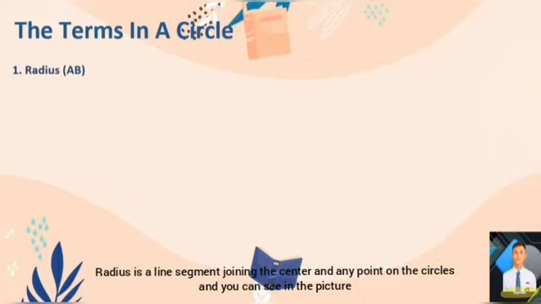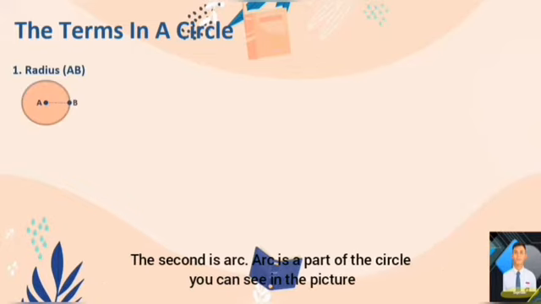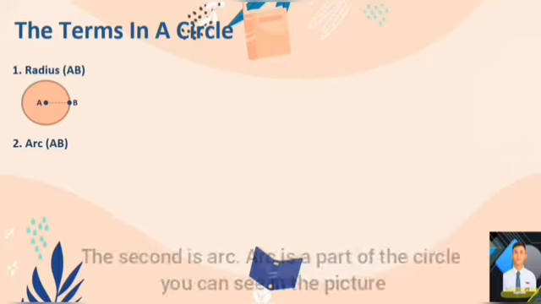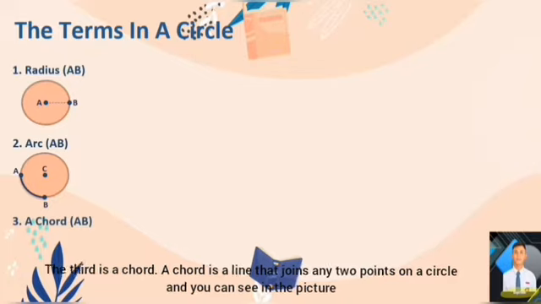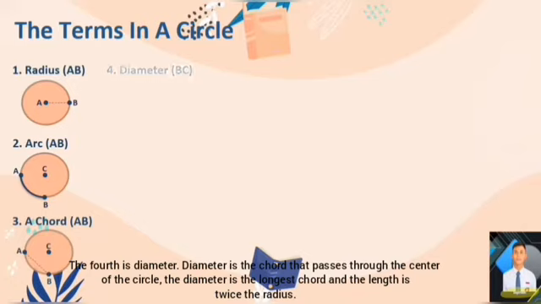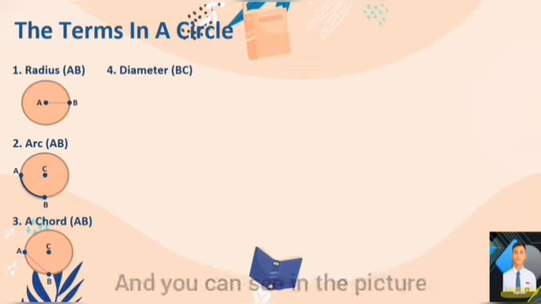Okay, the next is the terms in a circle. The first is radius. Radius is a line segment joining the center and any point on the circle, and you can see in the picture. The second is arc. Arc is a part of the circle. The third is a chord. A chord is a line that joins any two points on a circle. The fourth is diameter. Diameter is the chord that passes through the center of the circle. The diameter is the longest chord and its length is twice the radius, and you can see in the picture.